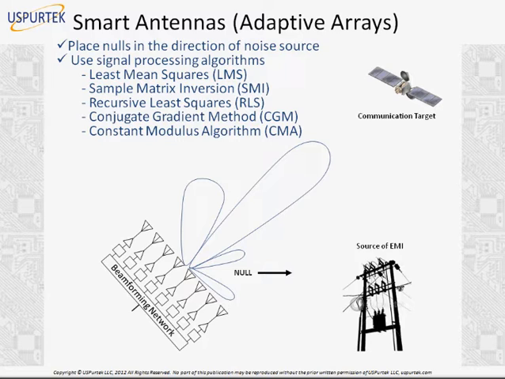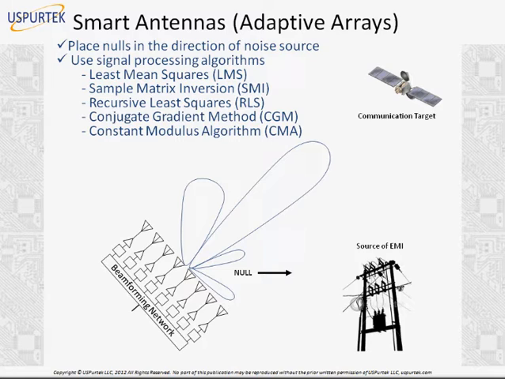But to boost your signal to noise ratio, when the antenna notices there's a source of EMI coming from this side lobe, it will change its beam pattern. It will create a null in that direction. A null in that direction means it will no longer receive the noise signals, or the strength of noise signals will be much reduced compared to the signal received from the satellite.